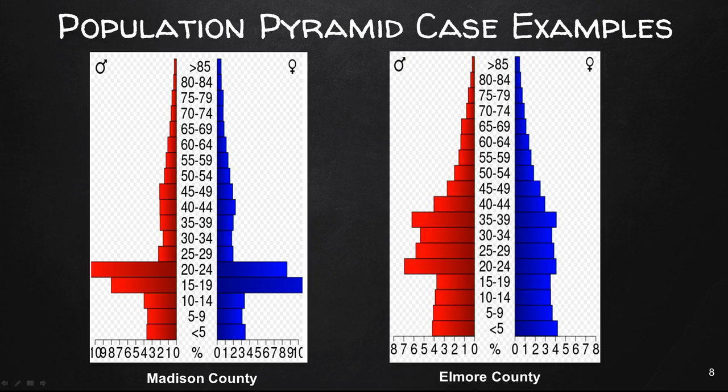This next population pyramid is for Elmore County. Note the disproportionate number of males between the ages of 20 and 44 years of age. So why do you suppose this is? There's a military base here. So as you can see, there is lots of information that can be extracted from a population pyramid.